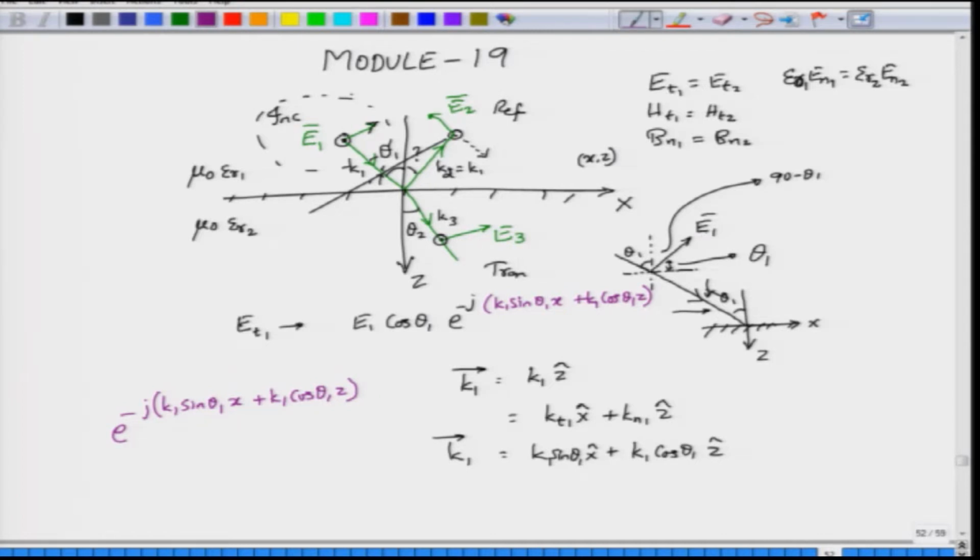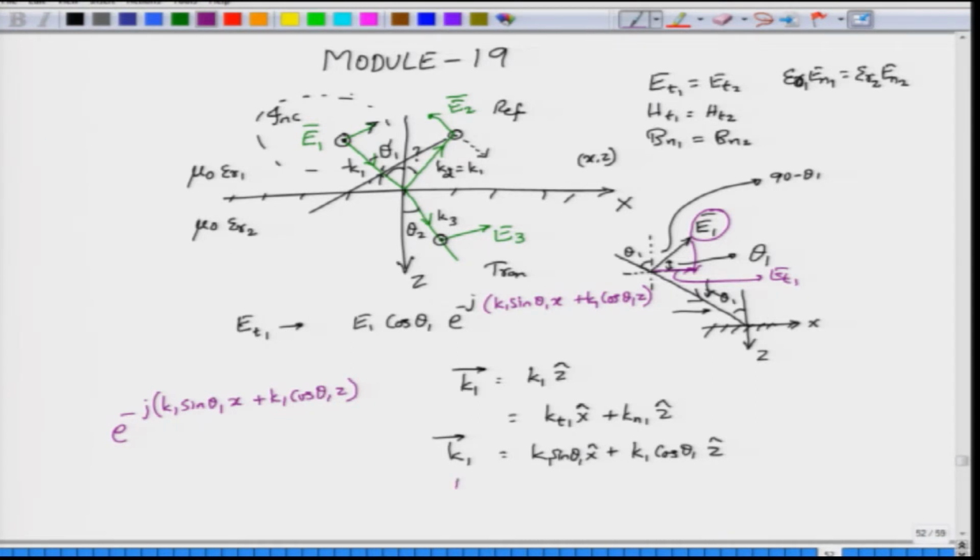See, the electric field E1 would have the tangential component which is given by this ET1. This is ET1, which is making an angle of theta 1 with respect to this axis. So, you write this in terms of the tangential as well as the normal component. Normal you are not worried about at this point. The tangential component has an angle of theta 1 with respect to this axis. So, you simply have E1 cos theta 1, E1 being the magnitude of the incident electric field.